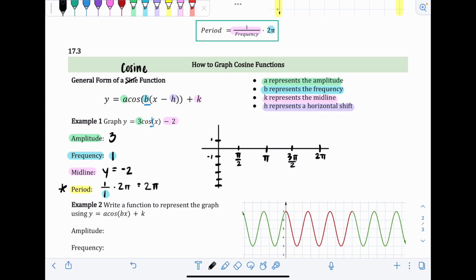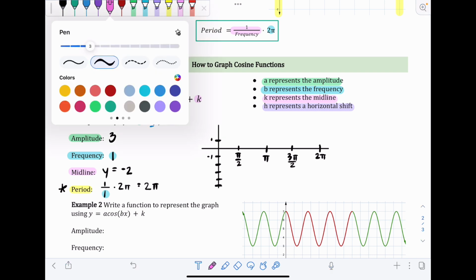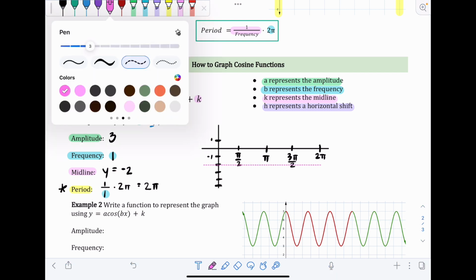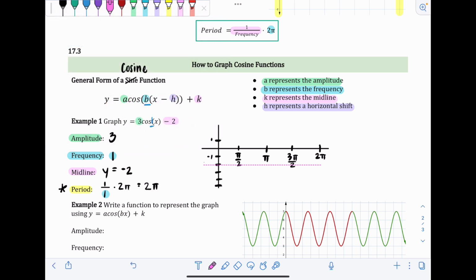And then the first thing I'm going to draw is the midline. So it's at y equals -2, which is a horizontal line that crosses through -2 on the y-axis. So that'll be right here. And then next we need to know the shape of the cosine graph and where our key points are. So cosine starts at its maximum, which is going to be the amplitude above the midline. So the amplitude is 3, so we're going to go 1, 2, 3 units above the midline, and that's going to be our maximum up here.